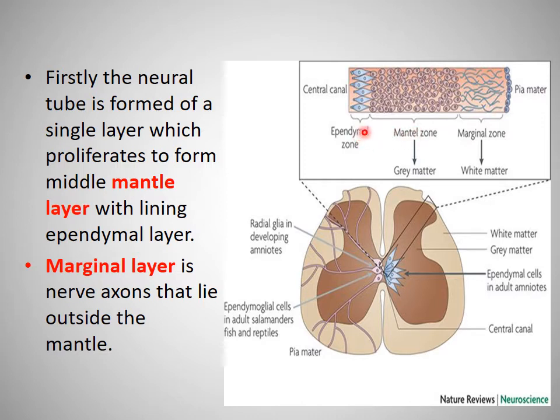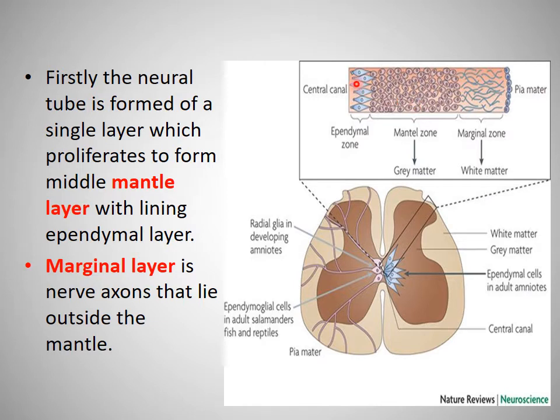So the neuroepithelium differentiates into the different layers of the cells, and these cells in the ependymal zone or the ventricular zone are responsible for giving rise to all the cells. They will also give rise to the glial cells, which include the astrocytes and the oligodendrocytes. We'll discuss later on.